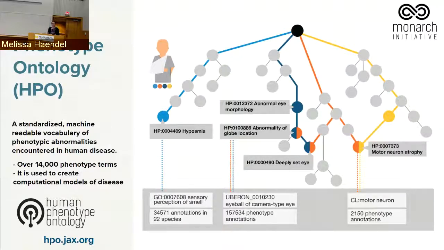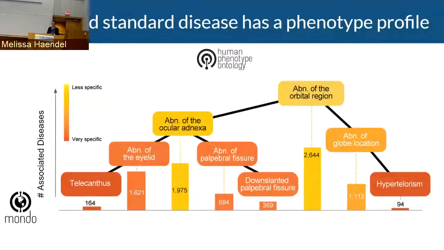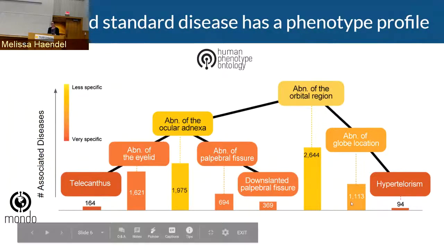And so the HPO has over 14,000 terms in it right now, and is basically used to provide that terminology content for representing computational models of disease. And so what that looks like is we say for every known Mendelian disease, we can create a phenotypic profile. And so this just shows how, as you go down in the phenotype graph, abnormality of the orbital region has 2,600 diseases associated with it. But abnormality of the globe location has only 1,000 diseases associated, whereas hypertelorism has 94 diseases associated with it.